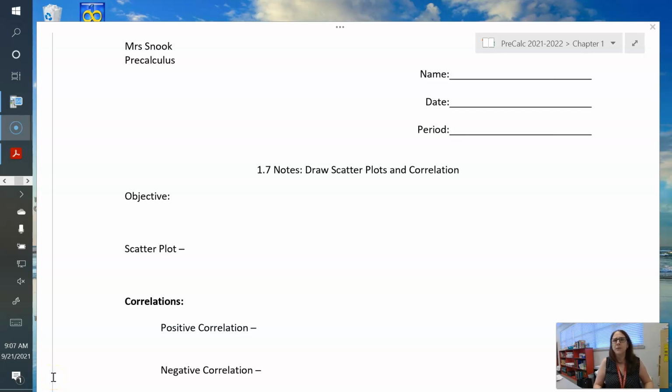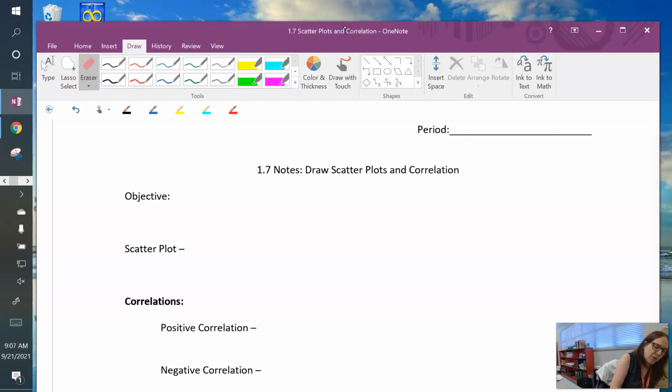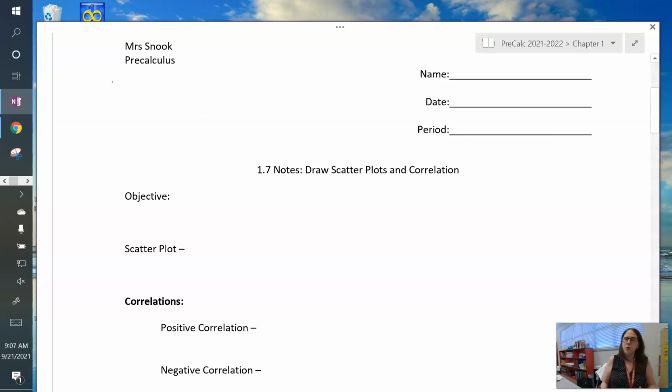Hello everybody, this is Mrs. Snook with section 1.7, drawing scatter plots and correlation. And our objective today is to draw scatter plots and then use those to interpret correlations between data.